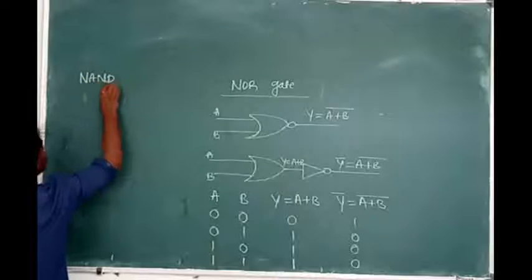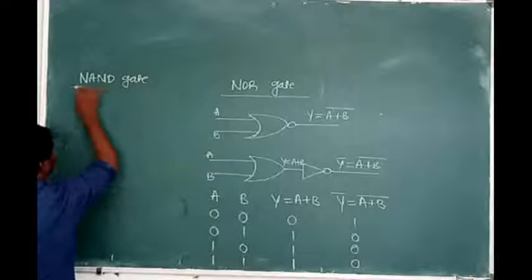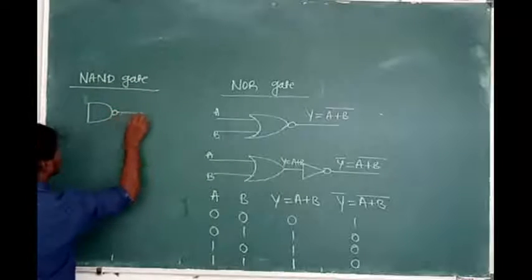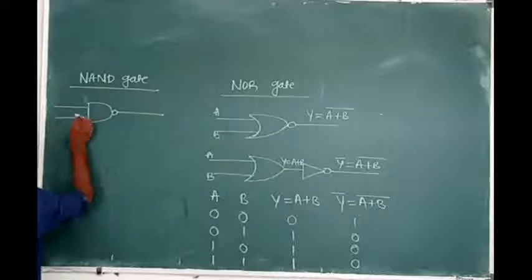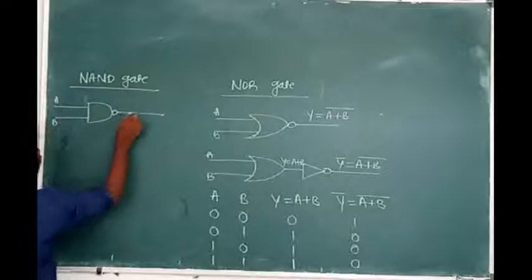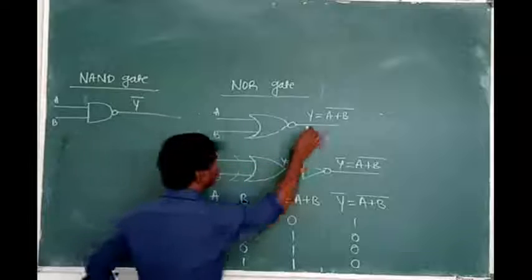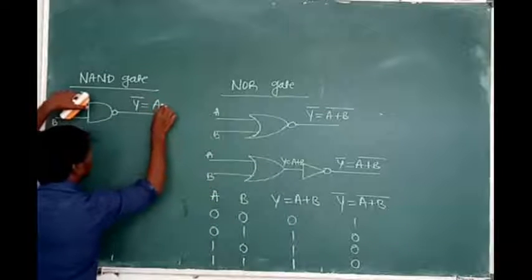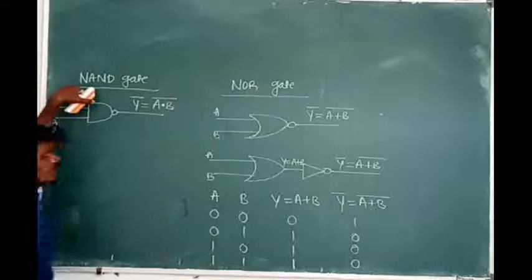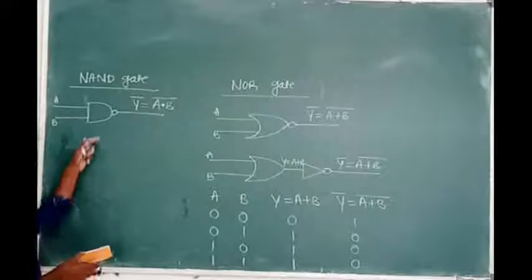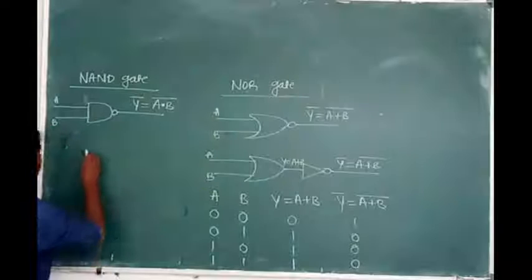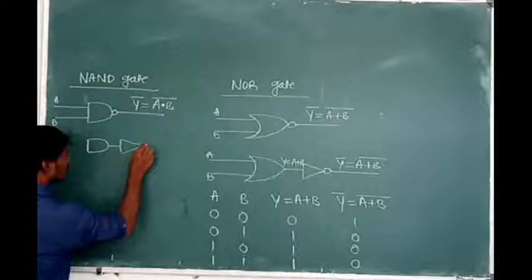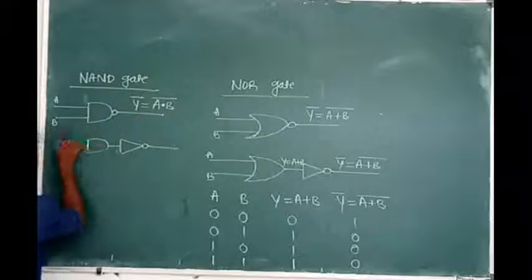NAND gate. Then what is the logic symbol for the NAND gate? It is the logic symbol for the NAND gate, with inputs A and B, and the output of the NAND gate can be written as the complement of A and B, or the inverse of A and B. We can also draw the diagram like this. See, it is an AND gate. This AND gate is connected to a NOT gate. Then it becomes a NAND gate.